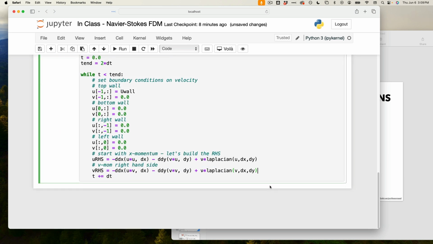Okay. We can actually test this right now. So right now we just have advection diffusion, right? No pressure.